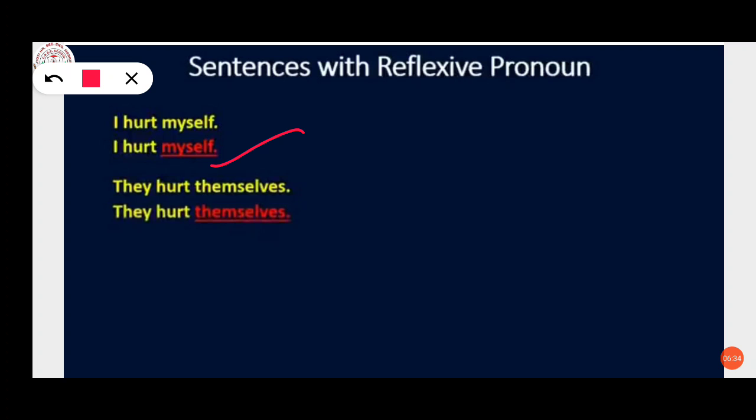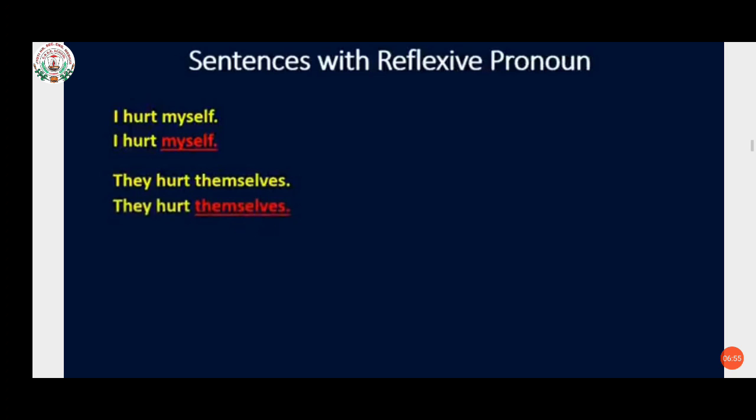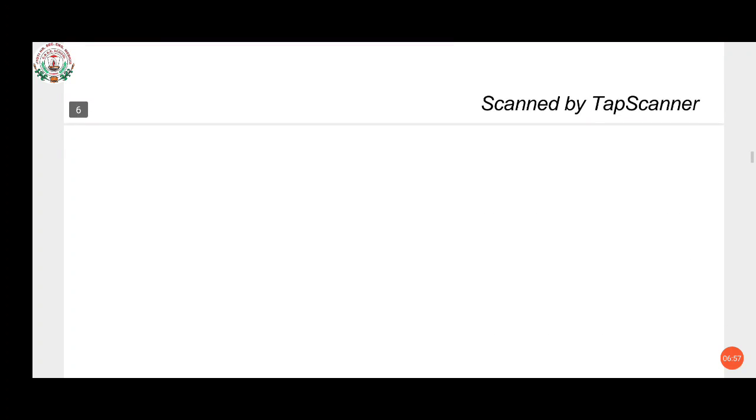Now second one, what is the second sentence? They hurt themselves. So here what is the reflexive one? They hurt themselves. It means these two are related to each other, means we are working on the subject itself. So they hurt themselves. This was the second one. Now let's see which is the third.